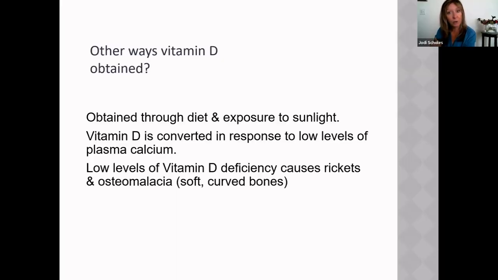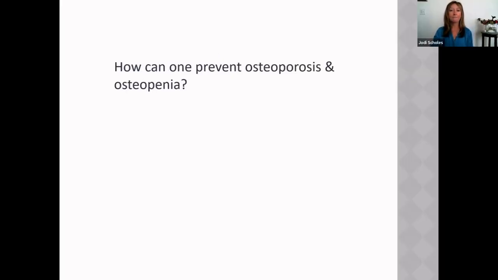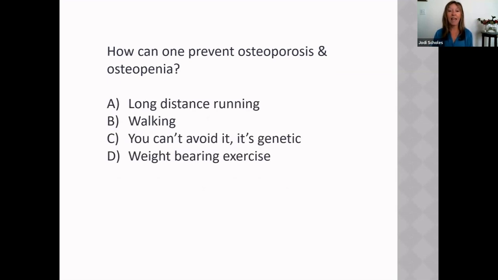Maybe you'll get it as a Jeopardy question. Okay. How can one prevent osteoporosis and osteopenia? How can one prevent osteoporosis or osteopenia? A. Long distance running. B. Walking. C. You can't avoid it, it's genetic. D. Weight bearing exercise.